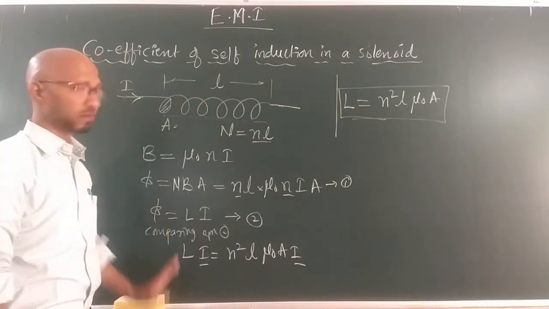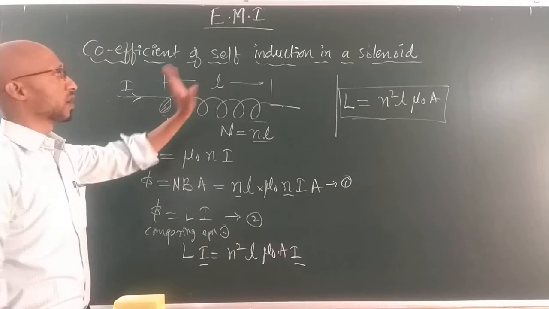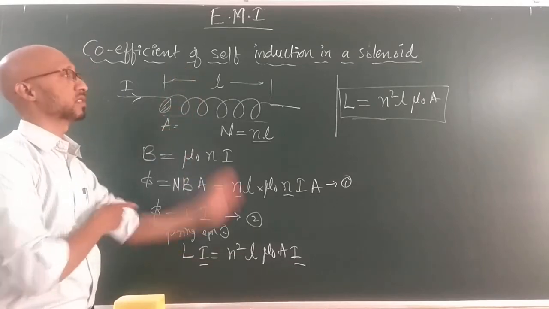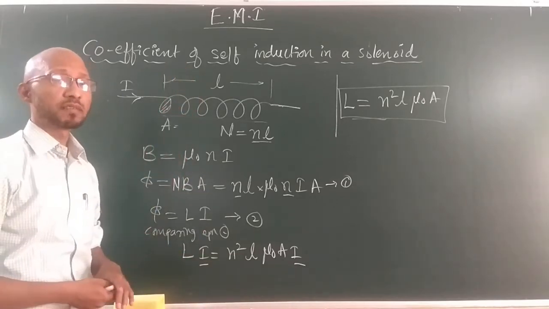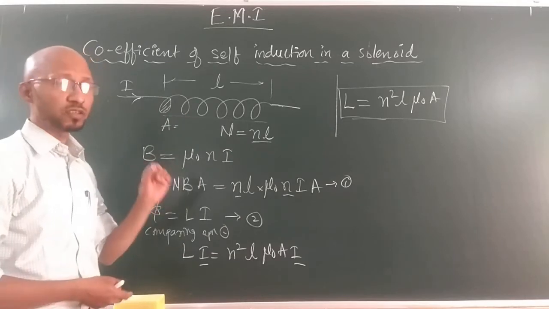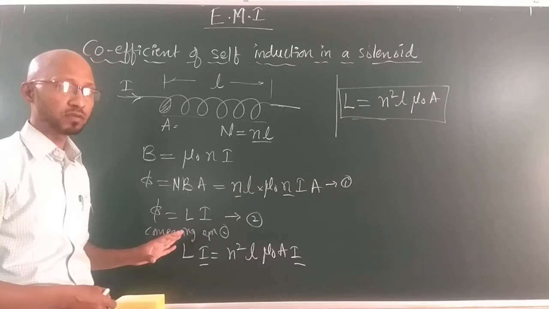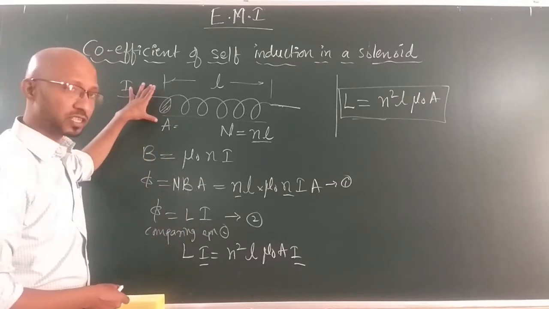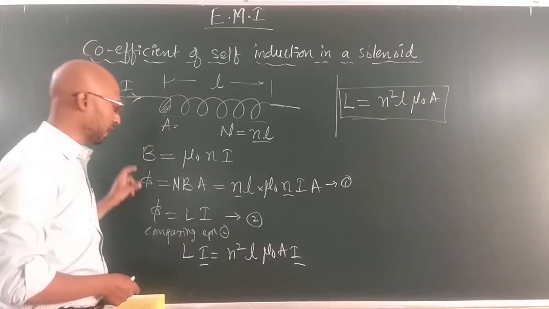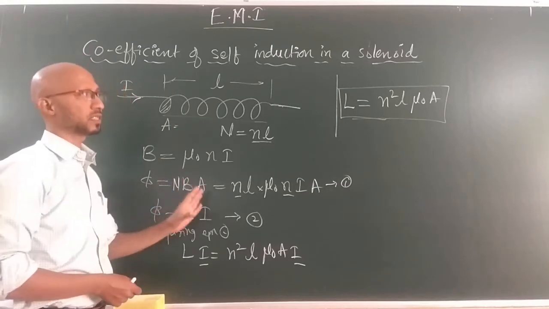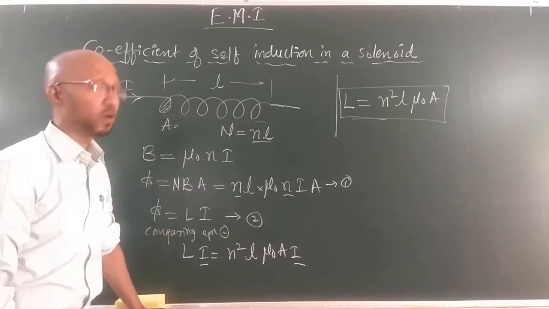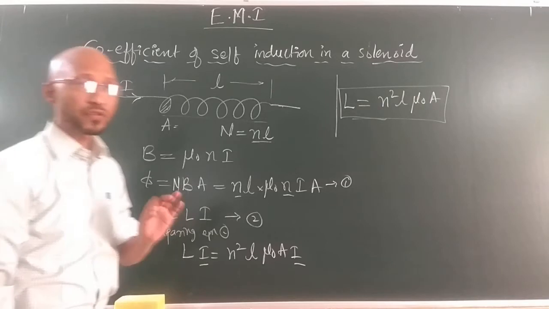Now you have to understand how to derive the expression for self-inductance in a solenoid. Some of the words we have to write down, please cope up with that. Consider the current, then the magnetic field, flux. Now let us understand this: derive the expression for self-inductance of a solenoid.